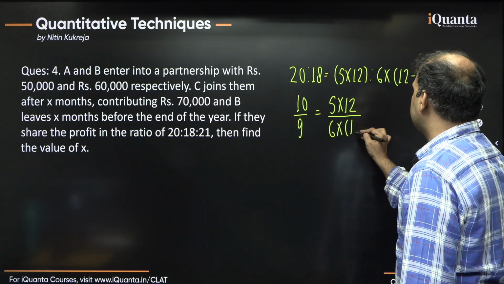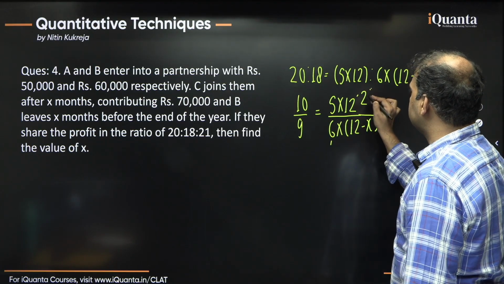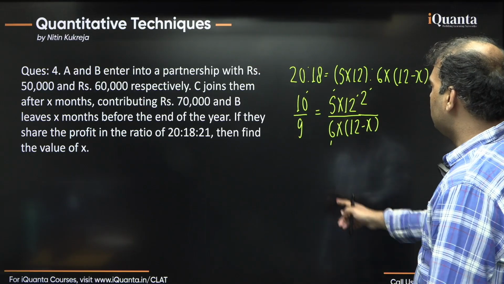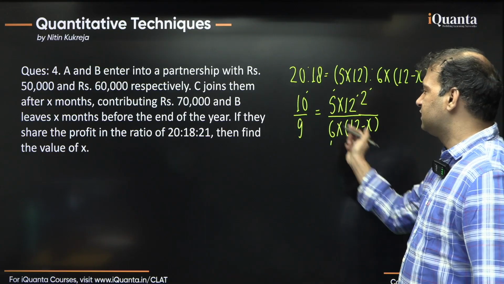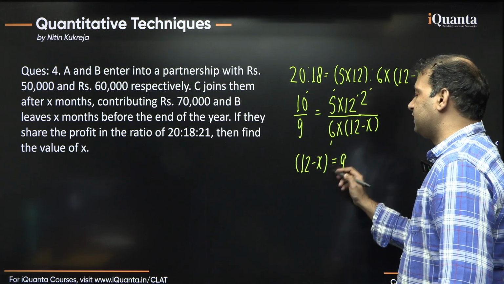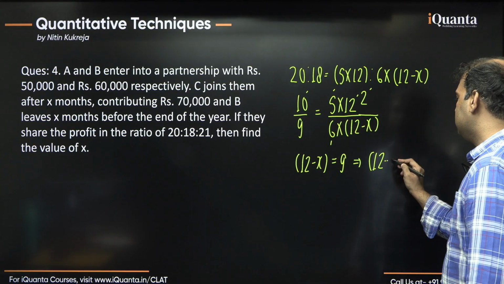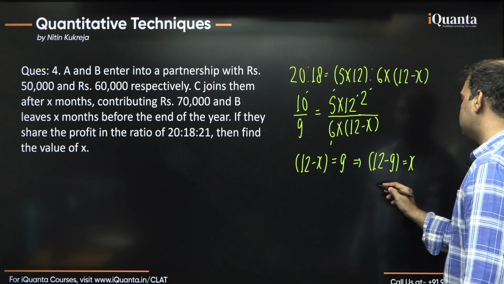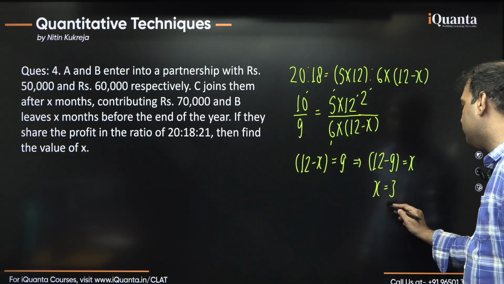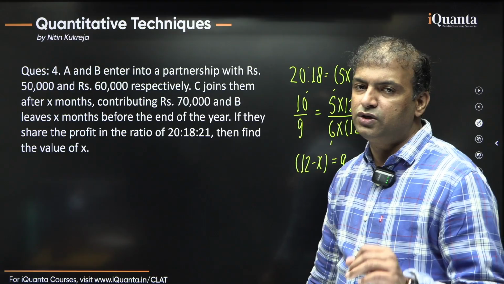12 minus X. So yes, 12 by 6 is 2. 5 into 2 is completely 10. So the whole numerator got cancelled out, right? And in the denominator, it's 9 is to 12 minus X. So, doing the cross multiplication, we shall say 12 minus X is equal to 9. And in the end, 12 minus 9 is equal to X. That means the value of X is nothing but 3. The question is to get the value of X. We found the value of X after all of this solving.